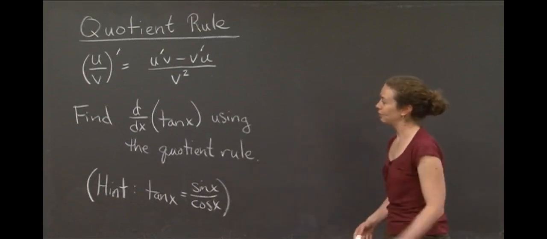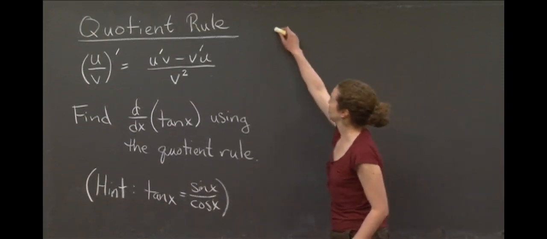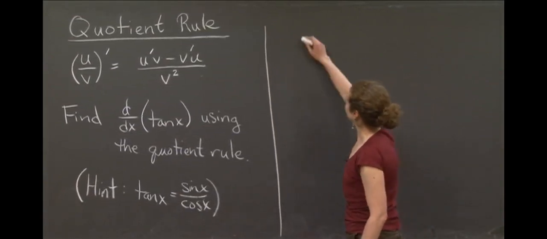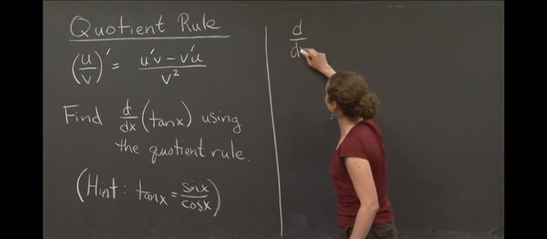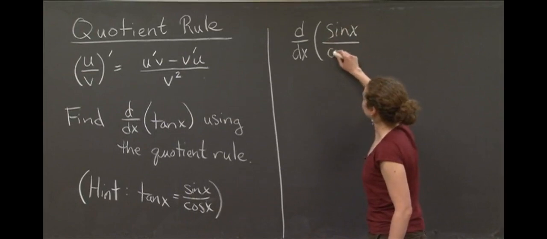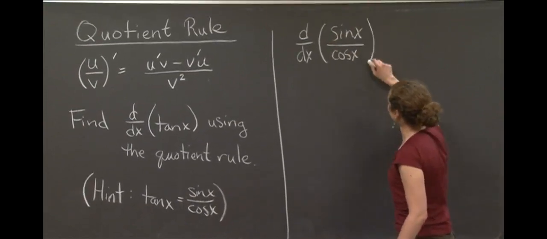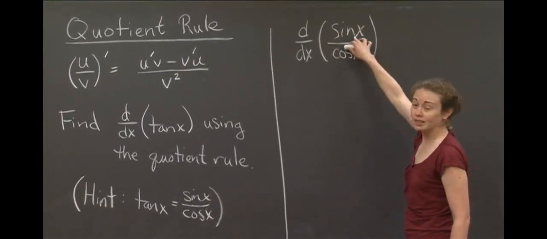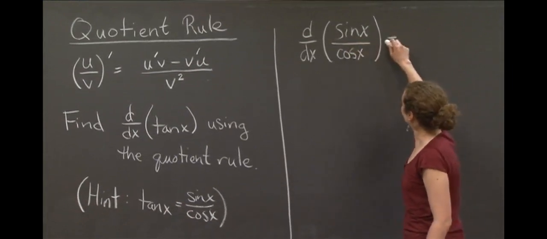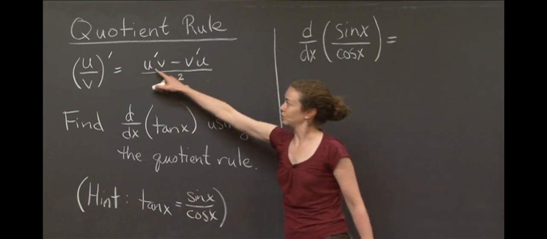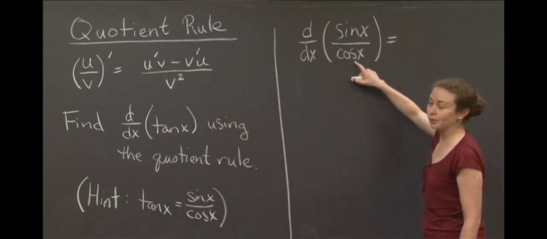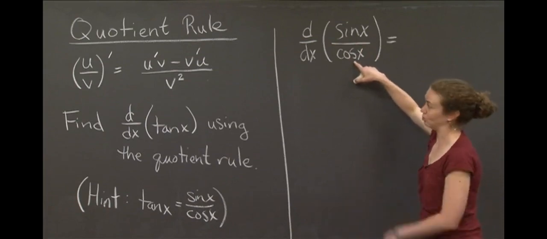Okay, so we want to find the derivative of tangent x. So let me work on this side of the board. I'm going to take d/dx of sine x divided by cosine x. In this case, sine x is u, cosine x is v. So using my quotient rule, first I have to take the derivative of sine x. That's cosine x. And then I multiply it by the denominator, the v, which is cosine x.